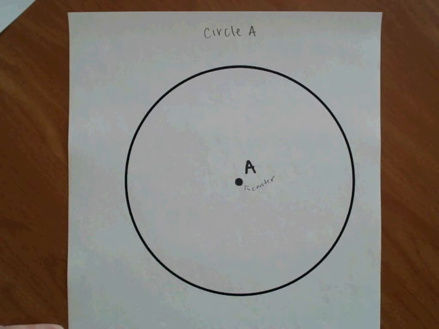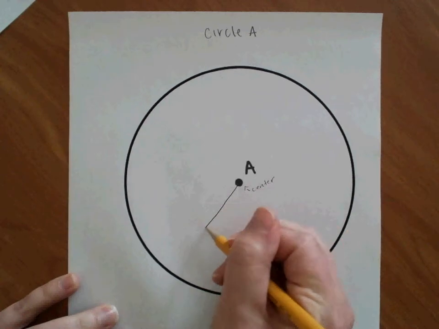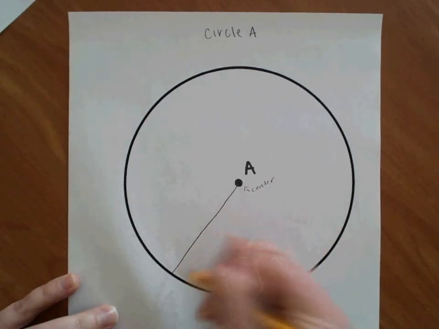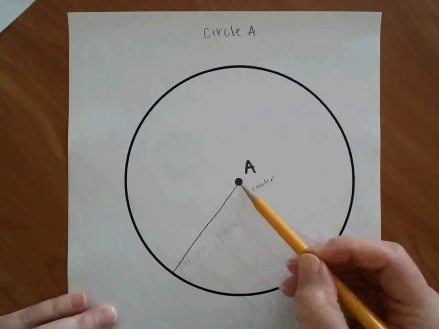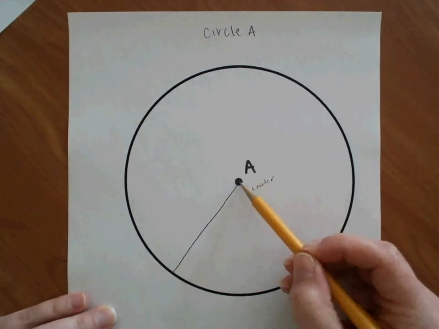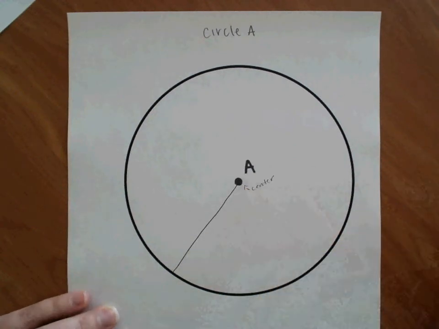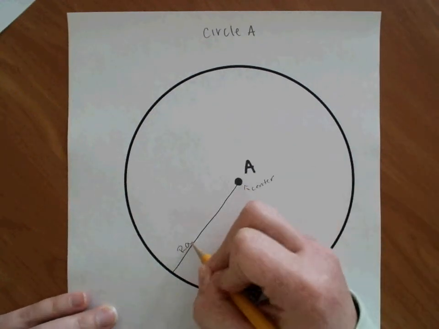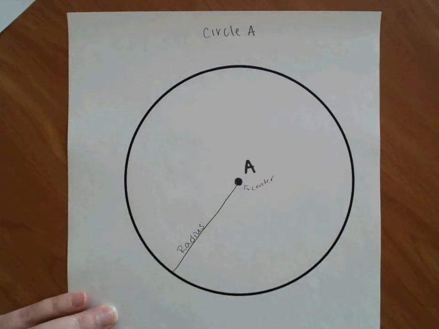The first important piece of information that you're going to need to know is a line that goes from the center to the outside of your circle, a straight line. So it goes halfway through my circle, going from the center to the outside, or the outside to the center, and stopping. This is called my radius. A radius is half the distance across the circle.